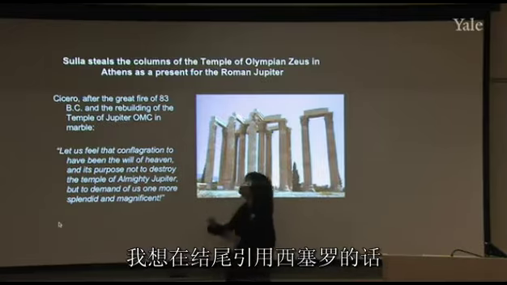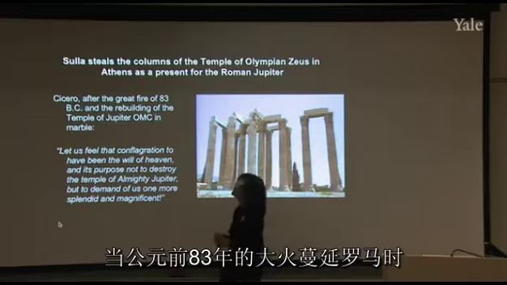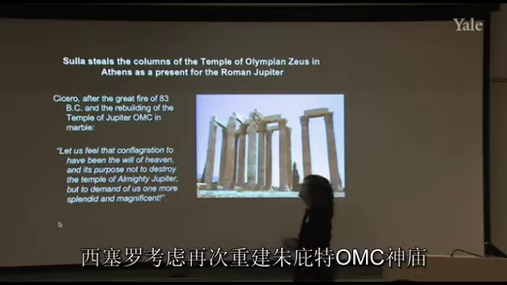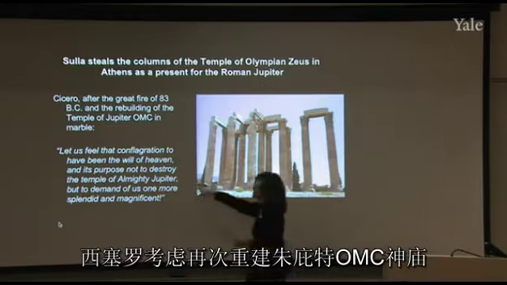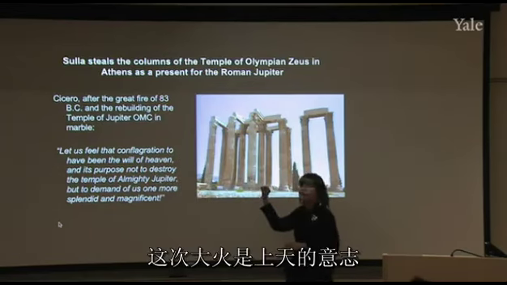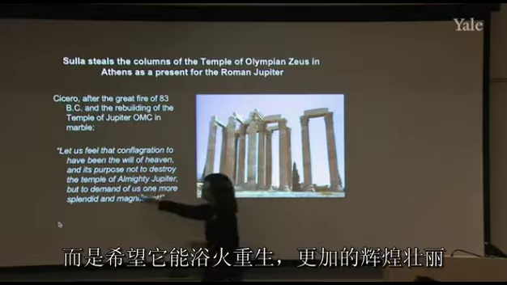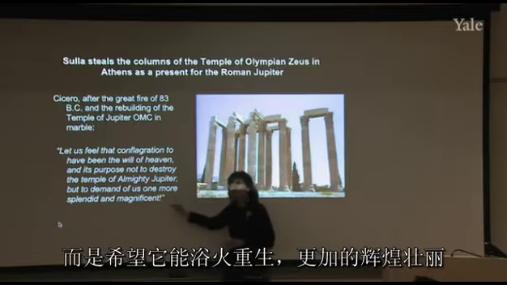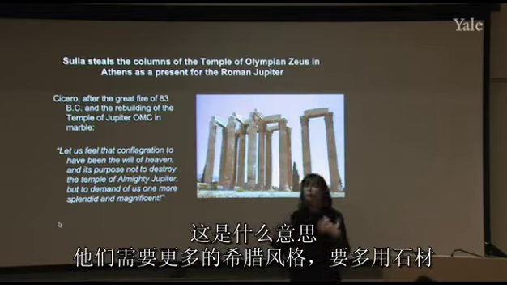And I just wanted to end up with a quote from Cicero. After one of these fires that so often raged in Rome, the Great Fire of 83 BC, Cicero talks about the rebuilding still again of the Temple of Jupiter OMC. And I quote from Cicero when he says, let us feel that conflagration to have been the will of heaven and its purpose not to destroy the temple of Almighty Jupiter, but to demand of us one more splendid and magnificent. What did that mean? More Greek looking, more marble.